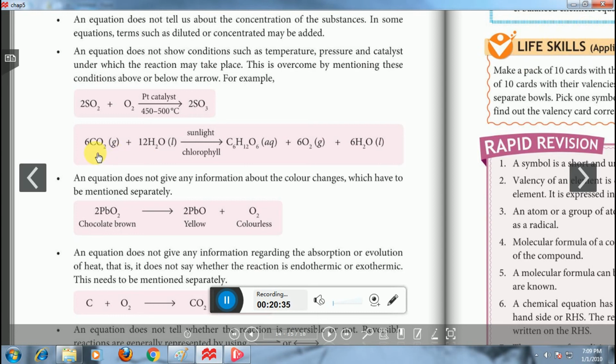In a similar line, for the case of photosynthesis, if you forgot to write the sunlight and chlorophyll, it looks like a very simple carbon dioxide reacts with water to produce glucose. But you have to mention sunlight and chlorophyll, these are the necessary conditions. You have to mention it separately in the chemical equation.